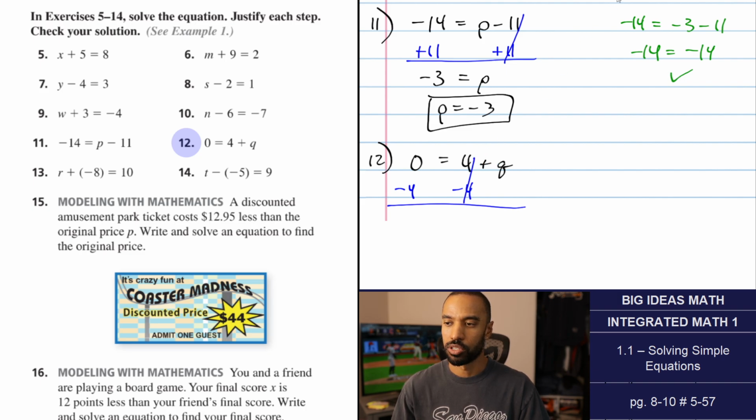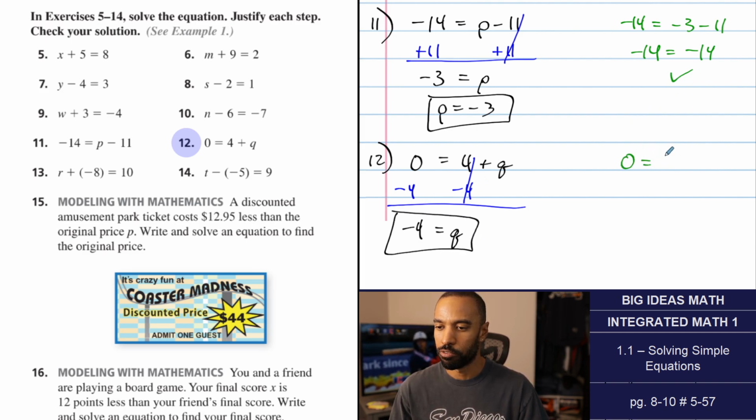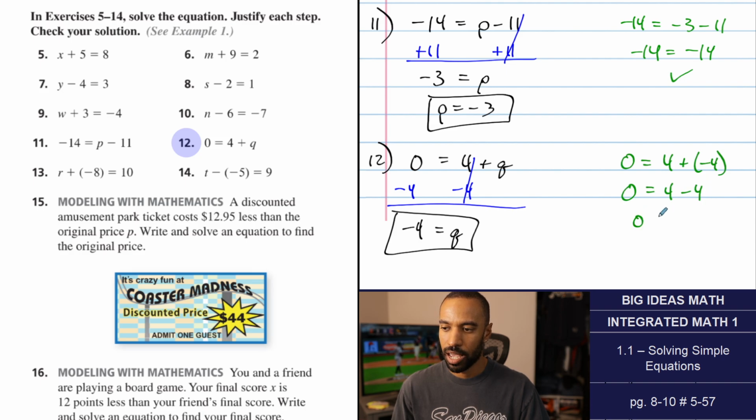Now, 4 minus 4 is 0. 0 minus 4 is negative 4, and that's going to be Q's result. Adding a negative becomes subtraction, and that's what we're doing here. If I were to be literal for this question, I would add negative 4, and adding a negative again is subtraction, and there we get 0 equals 0, and that's where that one checks out.